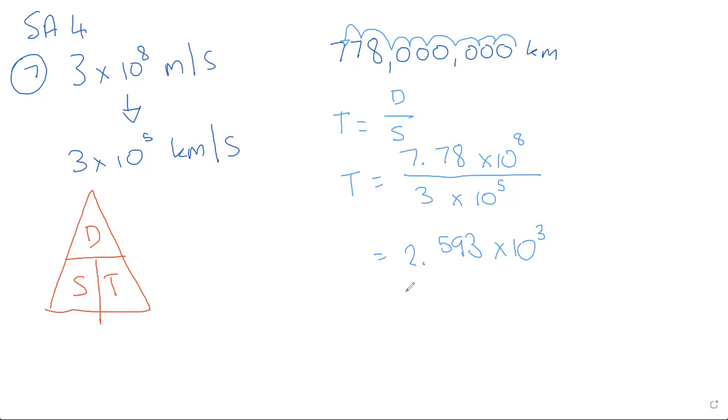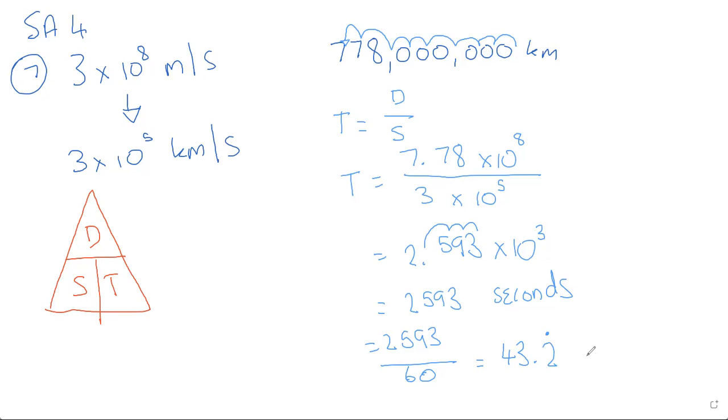But this is, well, let's move it 3 places. So 1, 2, 3. So 2,593. But again, we're still in seconds, so I need to divide by 60. So 2,593 divided by 60, so I can get to minutes, is 43.2 repeating. And that is minutes.